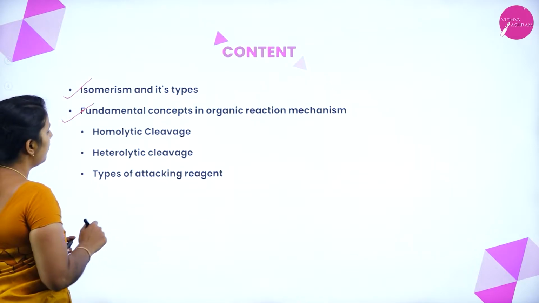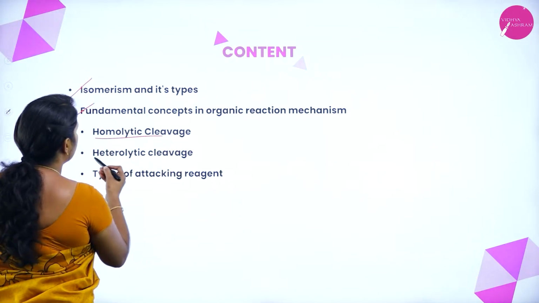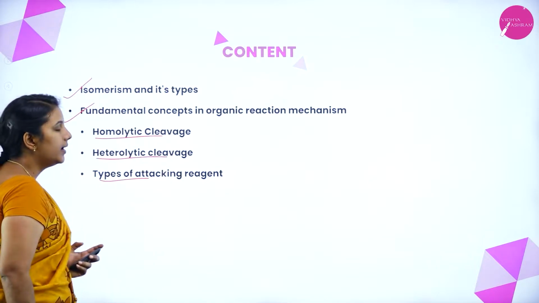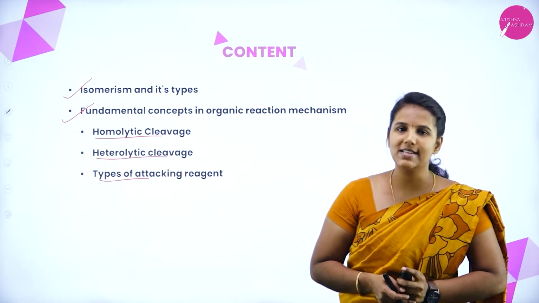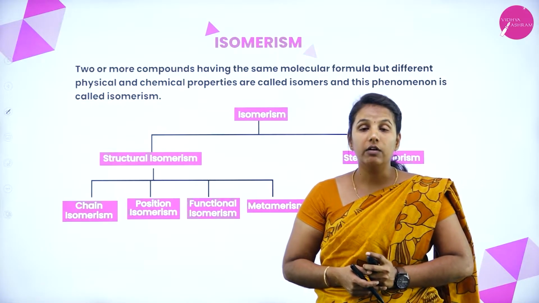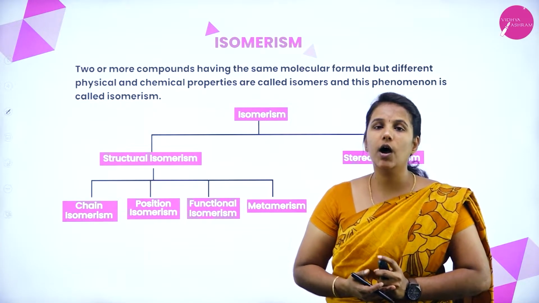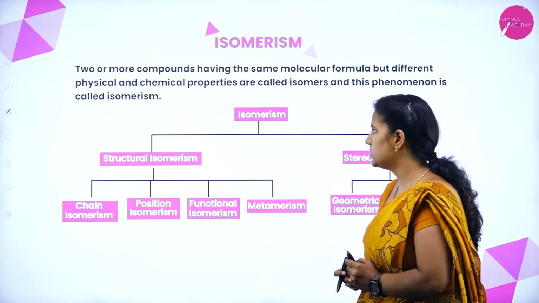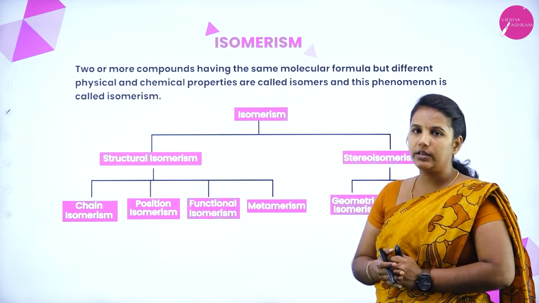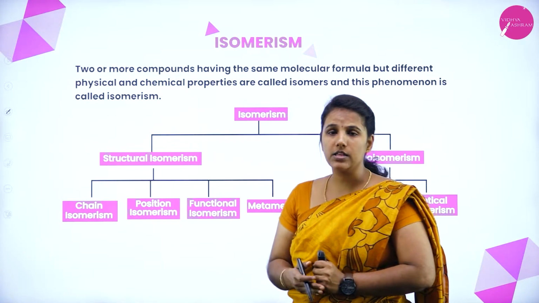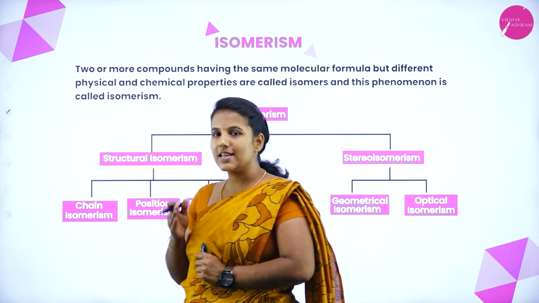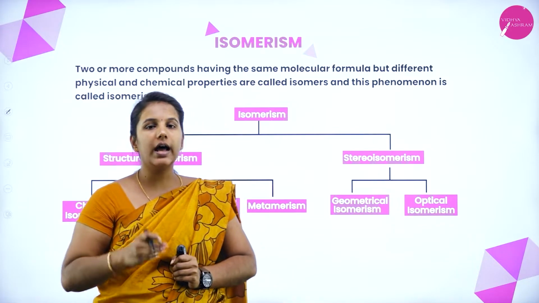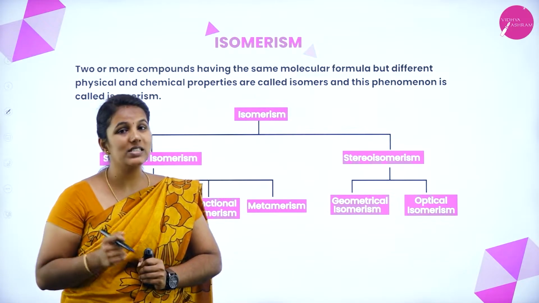In that, the most important ones are homolytic cleavage, heterolytic cleavage, and types of attacking reagents, which we are also going to discuss in this session. Let us see what isomers are and how we classify them. As I already taught, isomerism is one of the versatile natures of carbon. So it is necessary to understand how isomers are formed and what their types are.